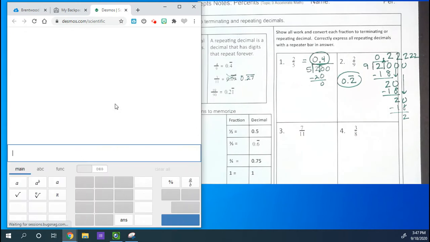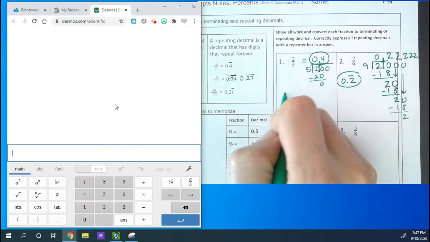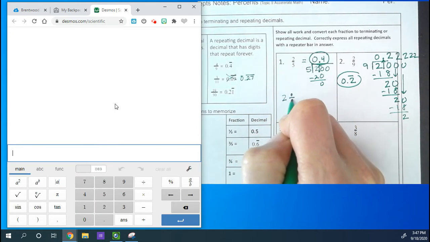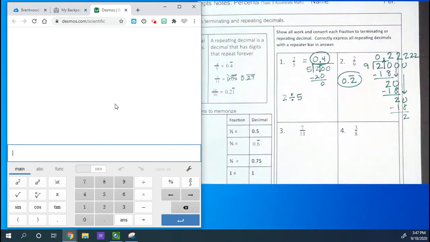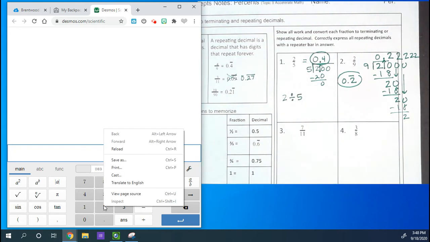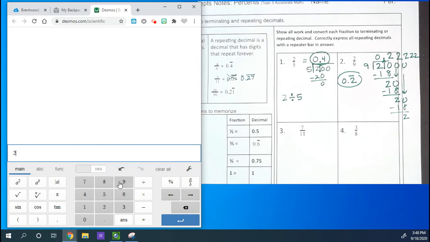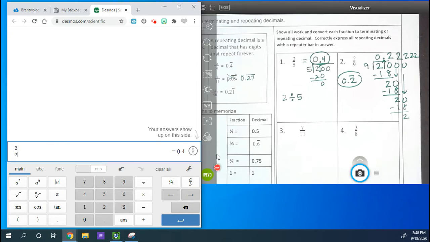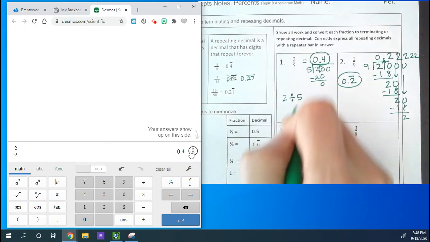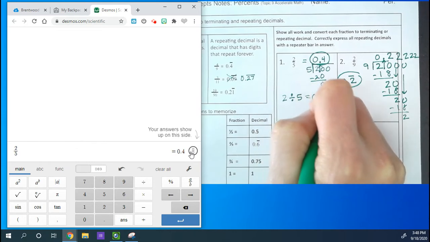When I'm doing it with a calculator, what I'm going to do is enter it as 2 divided by 5. This calculator is so smart, it doesn't even use the actual division sign. It just uses the fraction, which says it's 0.4 or 2/5. Okay, remember this toggles it back and forth. A little bit faster on a calculator.